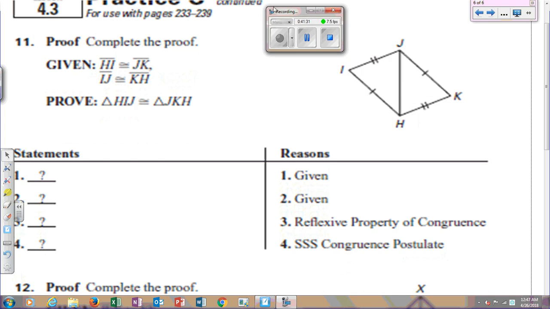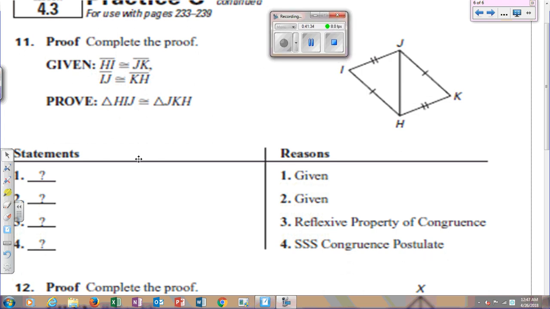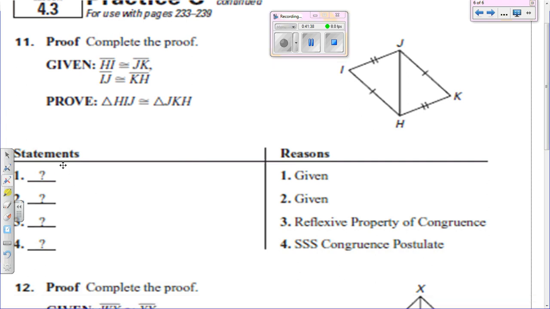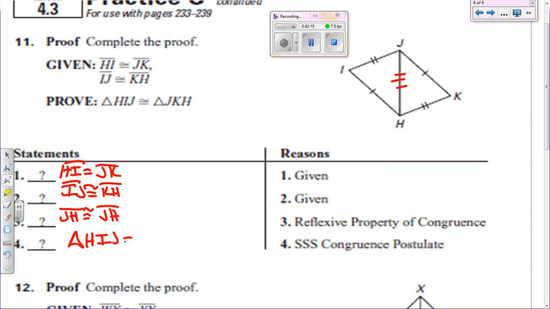Now they're giving you reasons first, and then you're going to write the statements to go with them. So first you could say HI is congruent to JK because it's given. And IJ is congruent to KH because that's given. Then the reflexive property says that anything is the same as itself, and that's going to be that middle one, which is JH congruent to JH. Then 4 is triangle HIJ is congruent to triangle JKH.